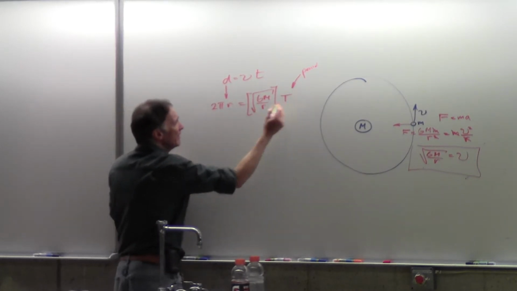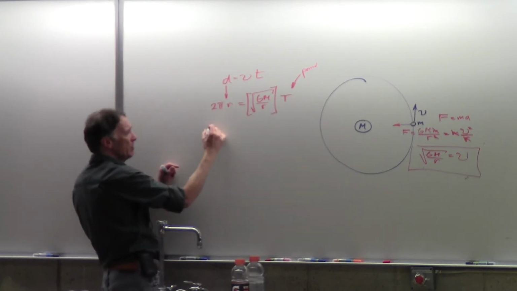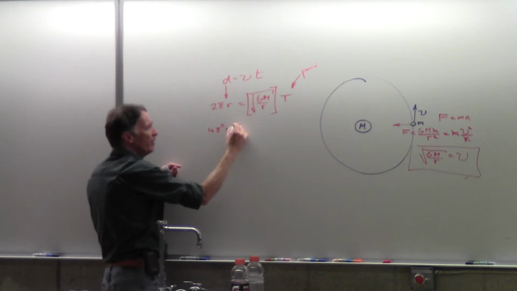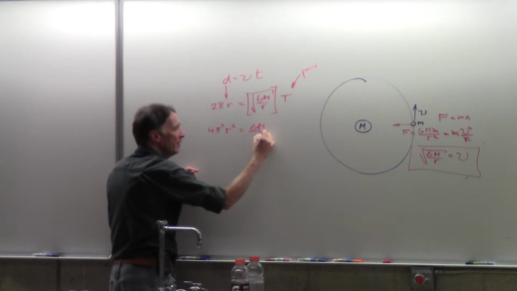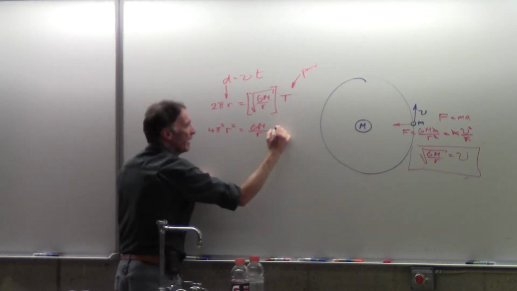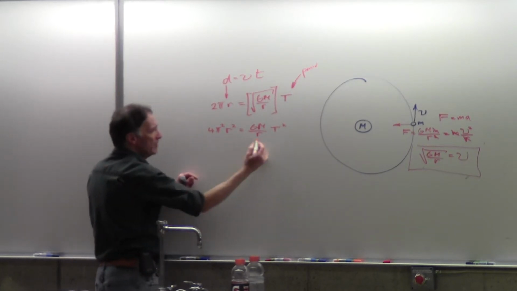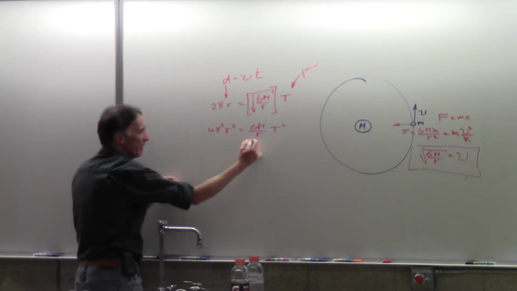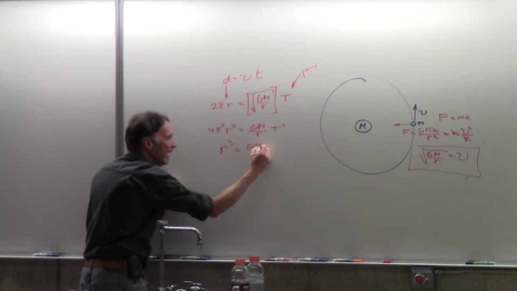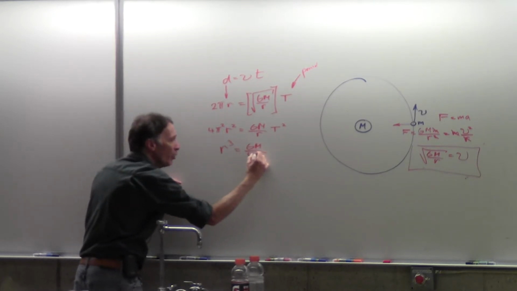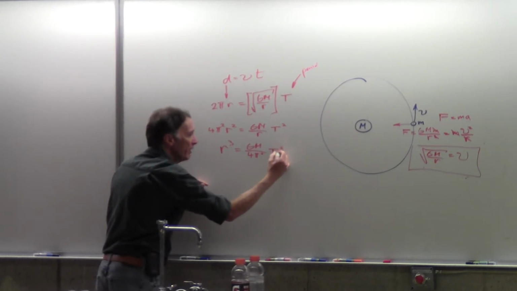And we can play with some things, just changing the form of this a bit. Let me square both sides to get rid of this nasty square root. Squaring this is going to be 4 pi squared r squared is equal to, again, we square this, we get rid of the square root sign, and then we're going to have the period squared. I'm going to bring one r up here. This is going to become r cubed equal to big G m, and then I'm going to divide that by 4 pi squared, times the period squared.